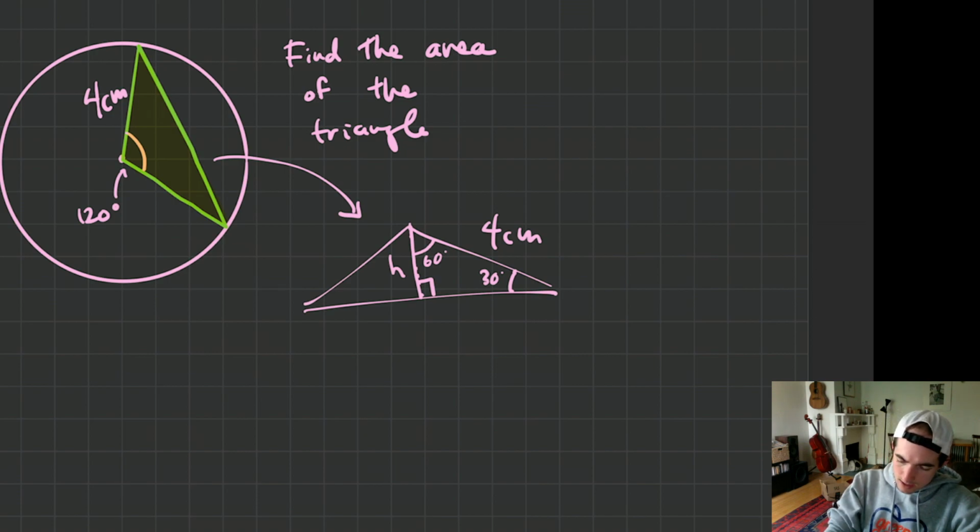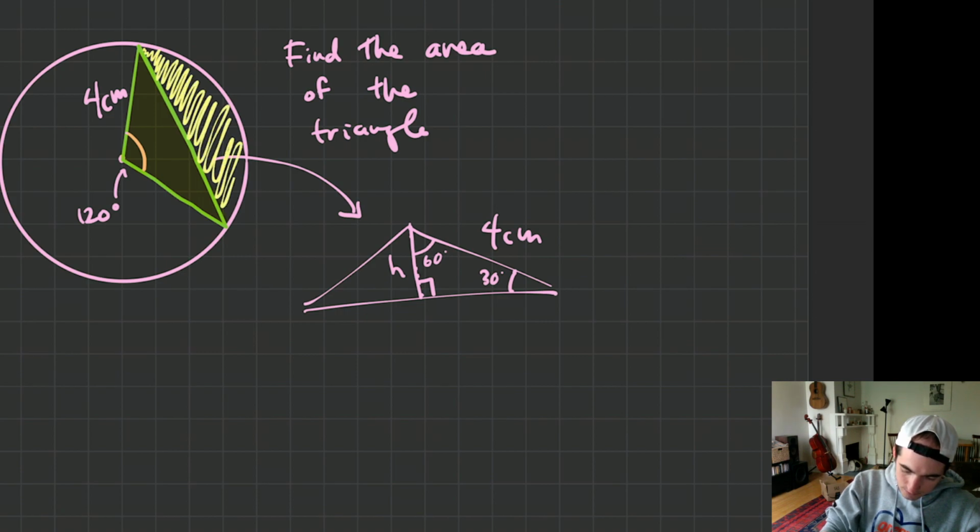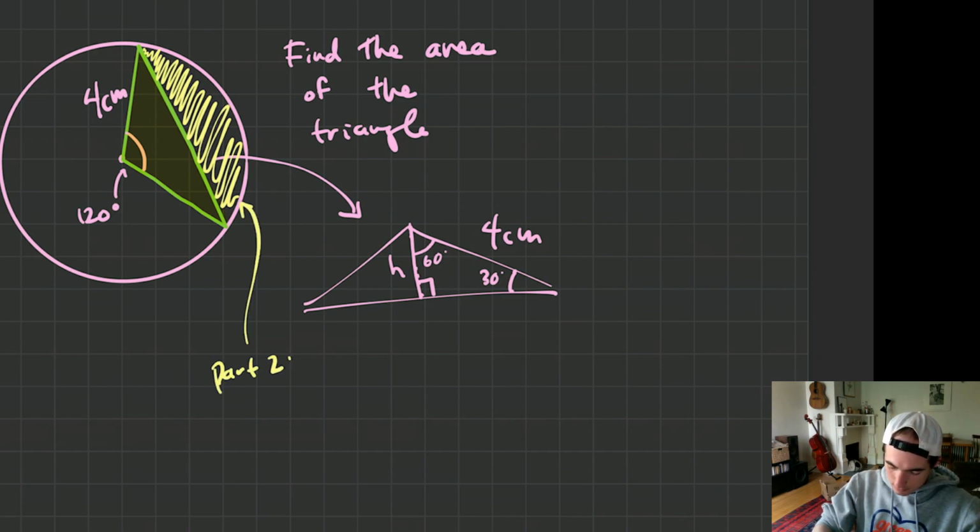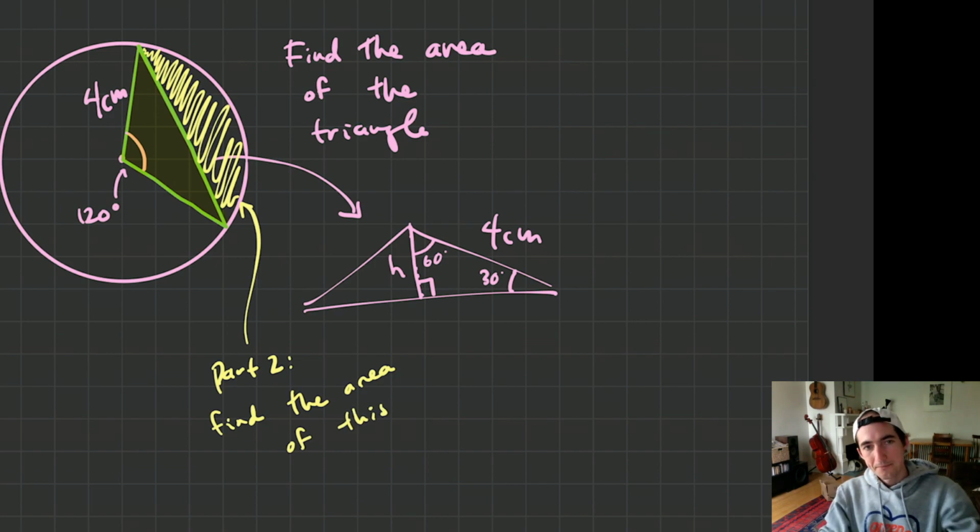If you haven't solved it yet, I want you to think about how you would solve it. And if you have solved it already, the extension to this problem is to find the area of that shaded region. So part 2, find the area of this. That one you don't really use that much trigonometry, and it's an interesting problem.